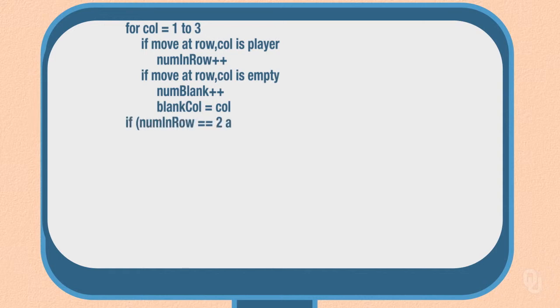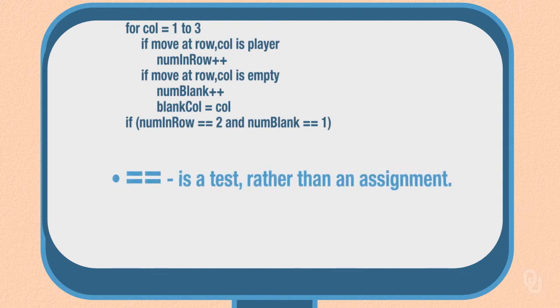And the way we're going to say that is if num in row is equal to 2, so the equal is a test rather than an assignment. A single equal is an assignment. So if num in row is equal to 2, and the num blank is 1, then we're going to return that row and that column, because it tells you that there were 2 in a row somewhere in that row for this player, and there was a blank in between.